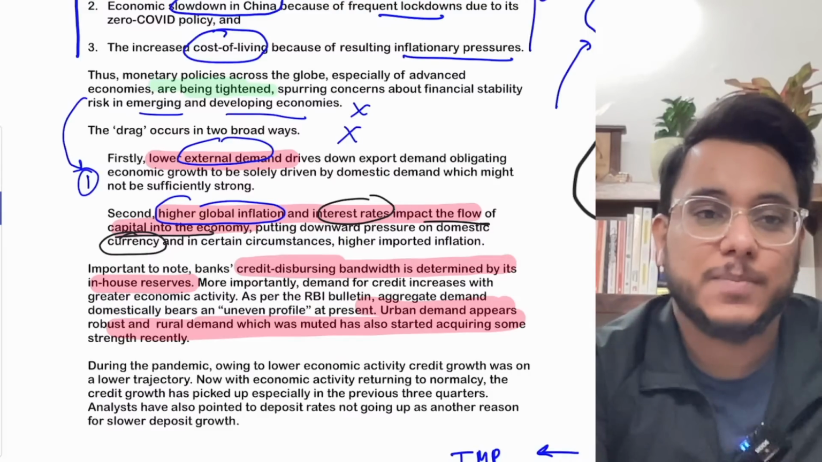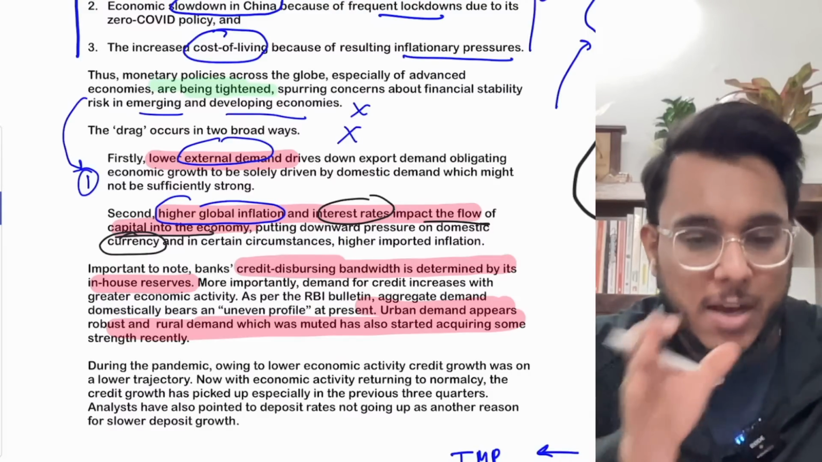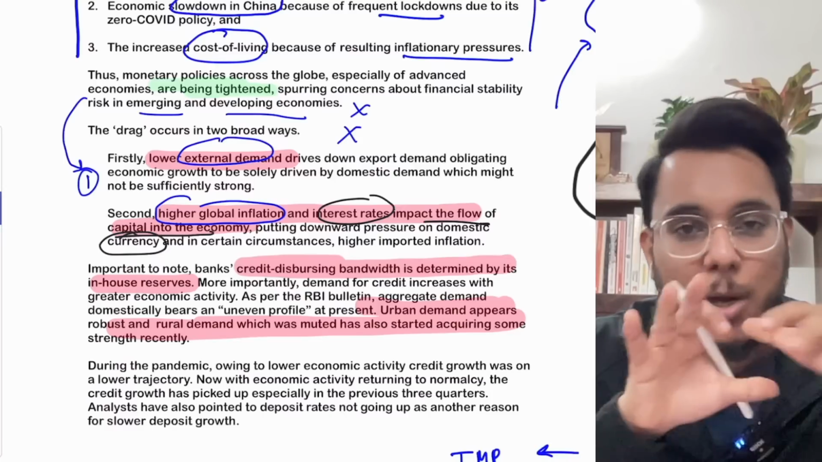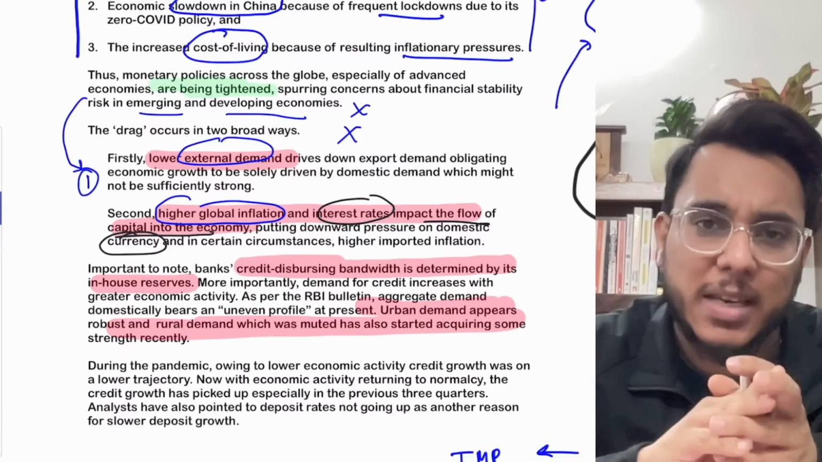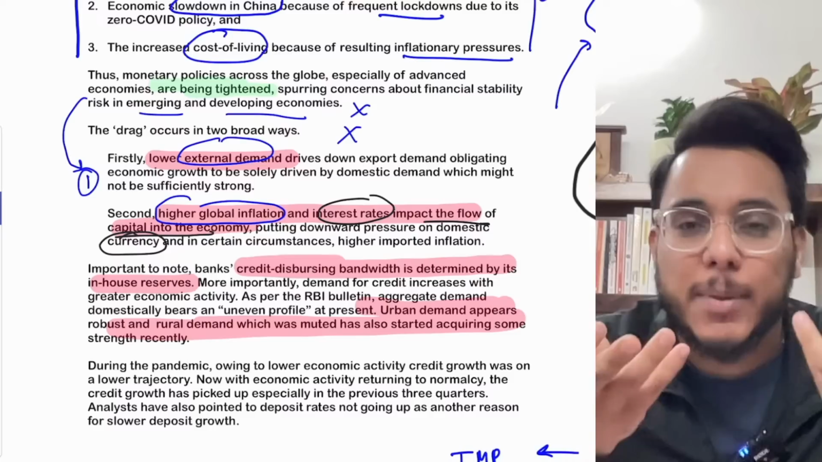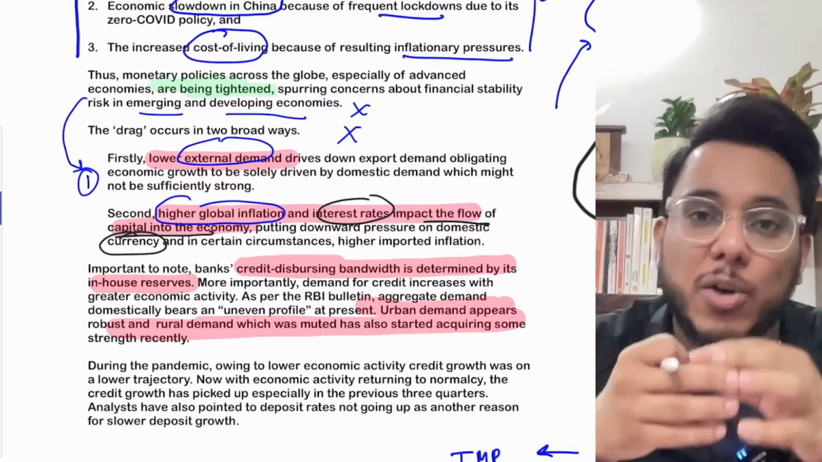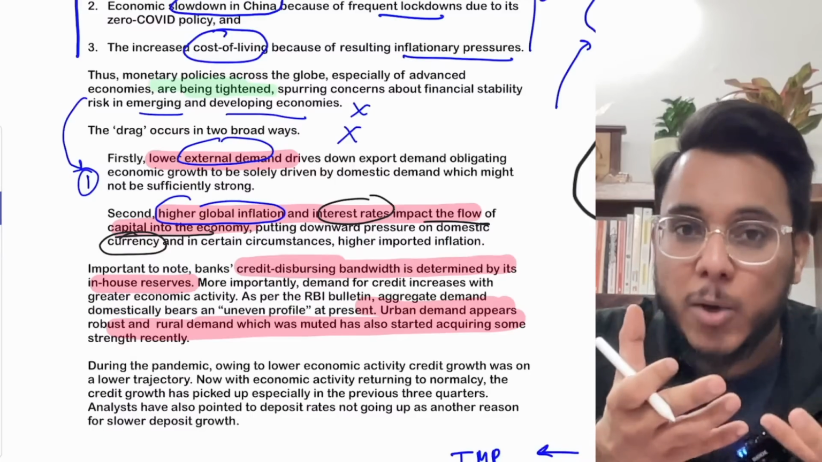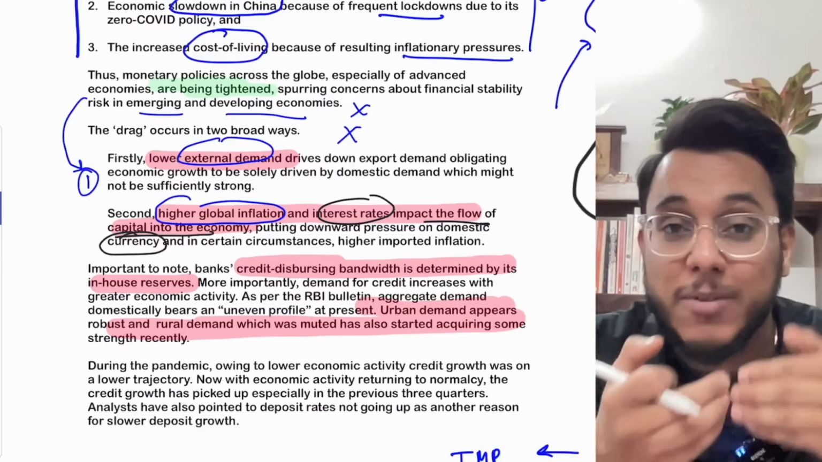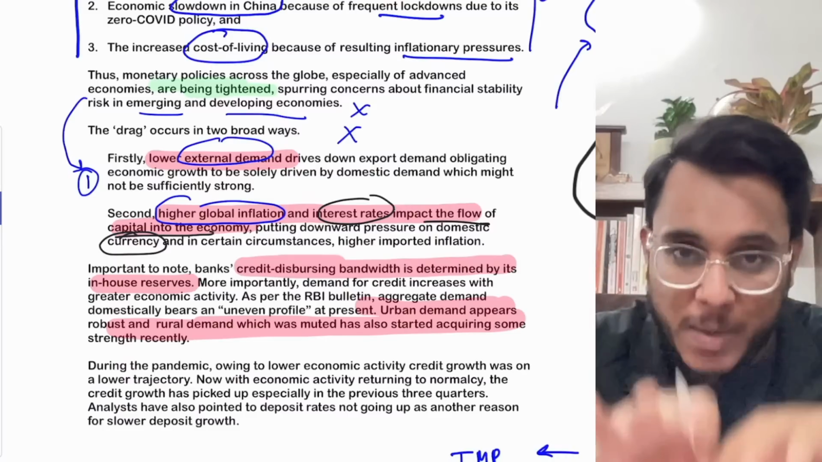Now, guys, you see this thing, that for so many months we are saying that the rupee is declining. Now, why is the rupee declining? The rupee's appreciation or decline depends on the demand for the rupee. If people demand rupee, the rupee will appreciate. If people demand dollar and dump the rupee, the rupee will go down.